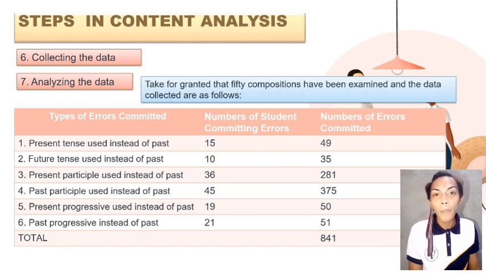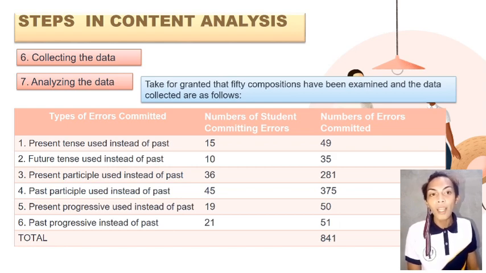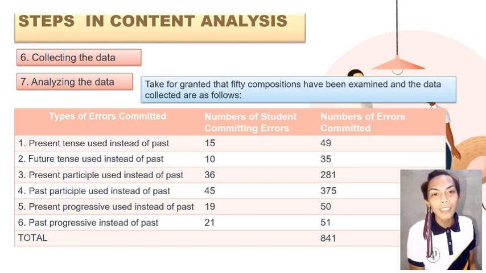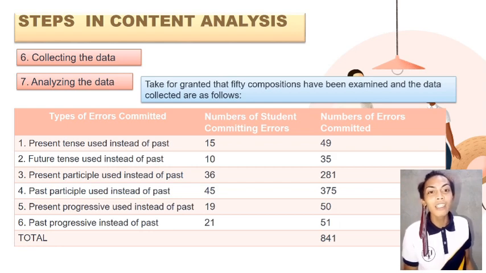That is really high compared to the number 1 and number 2. And then there are 281 errors committed. That is the second highest number of errors committed. Number 4 is past participle used instead of this. There are 45 and 375.